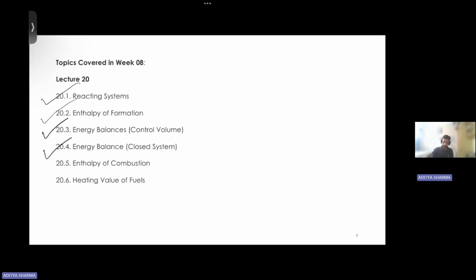Then the next topic is enthalpy of combustion. From the discussion in the lectures, we see that earlier we defined the enthalpy of formation, but the problem with the enthalpy of formation is that it doesn't give us realistic estimates for the reacting systems that we are studying.